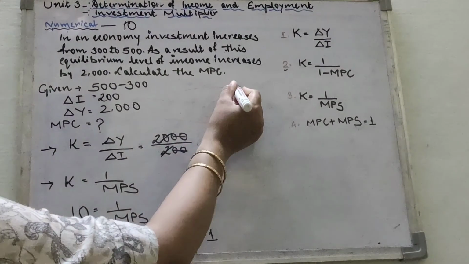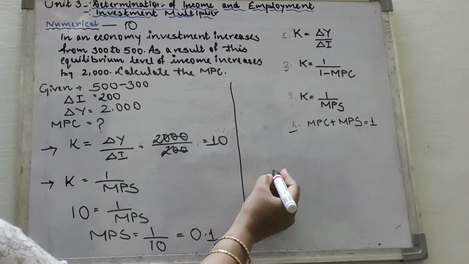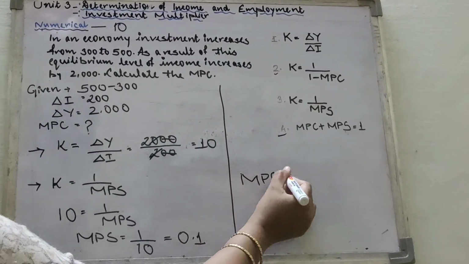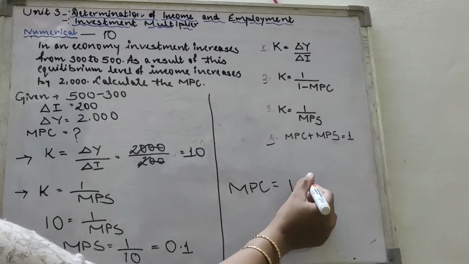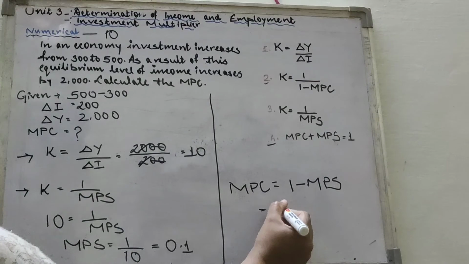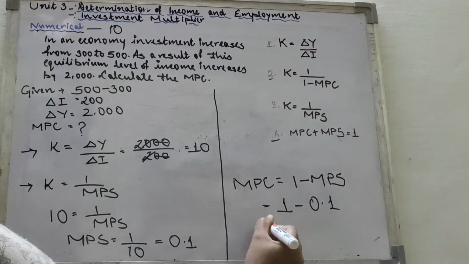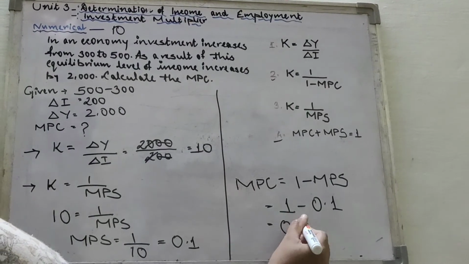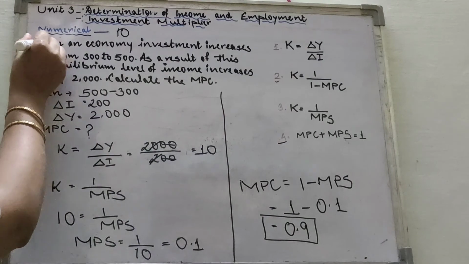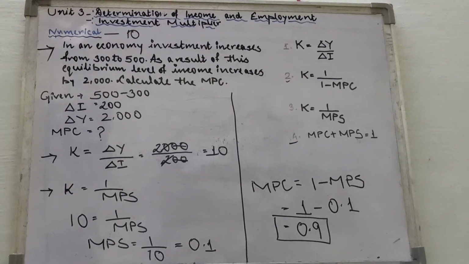Now very easily with the help of our formula number 4, we can find the MPC. So MPC is equal to 1 minus MPS is equal to 1 minus 0.1, that is 0.9. MPC is 0.9. This type of question is very frequently asked in your board exams.